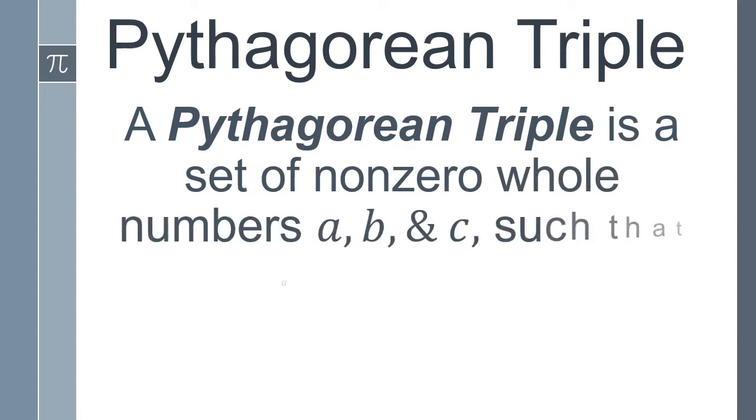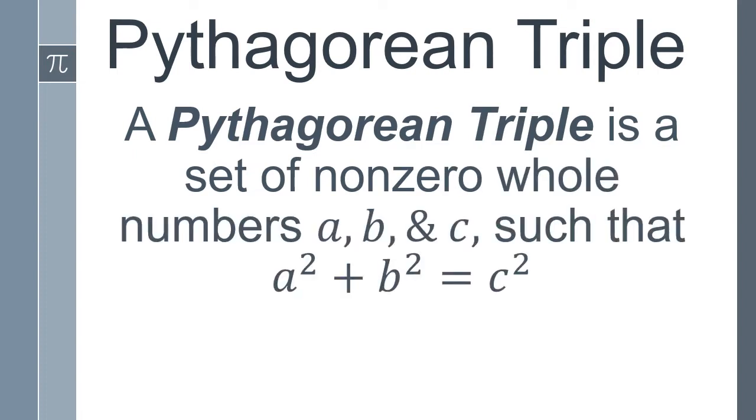Alright, so first we want to discuss what a Pythagorean triple is. A Pythagorean triple is a set of non-zero whole numbers, A, B, and C. Non-zero whole numbers are called the natural numbers, such that A squared plus B squared equals C squared. So no matter what, A, B, and C are going to be natural numbers, and there are not going to be any fractions involved.